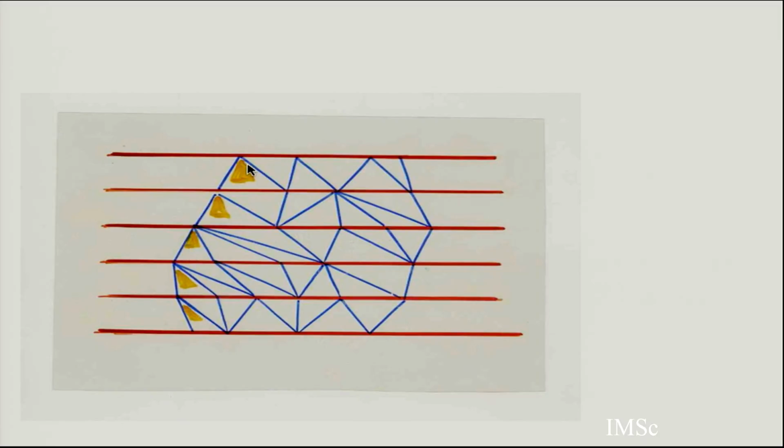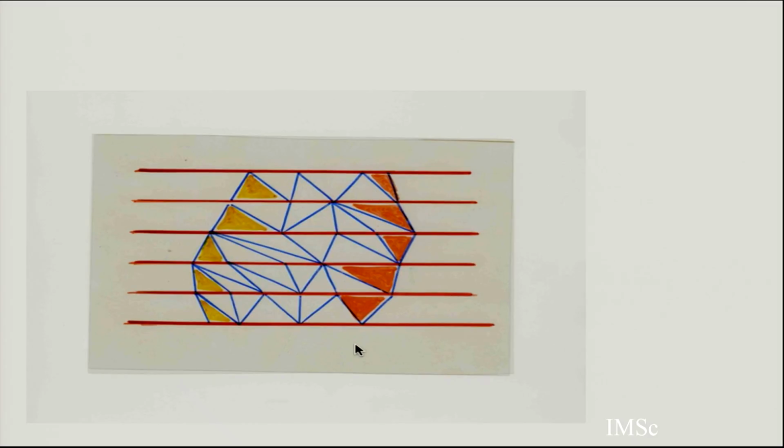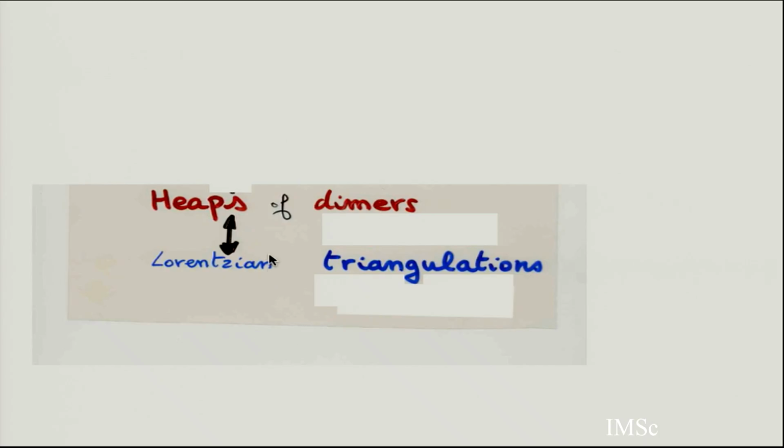So this is the problem they solve in the 2 papers by these 5 physicists I showed you before. They solve the enumeration of this configuration with this border condition. In the second paper, they also solve the case with 2 border conditions, one where every triangle is up, and here every triangle down. Okay, so where is the Catalan number here? So it's very easy. There is an easy bijection between heaps of dimers and Lorentzian triangulations.